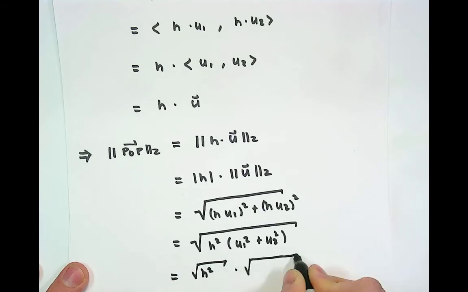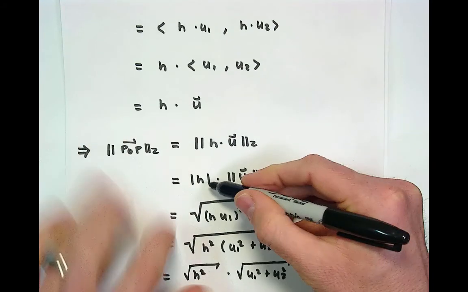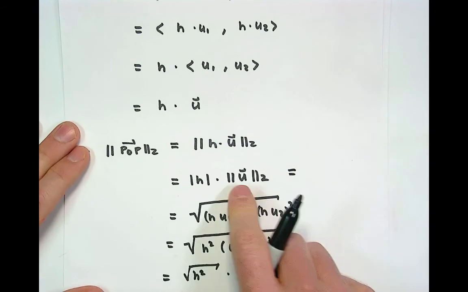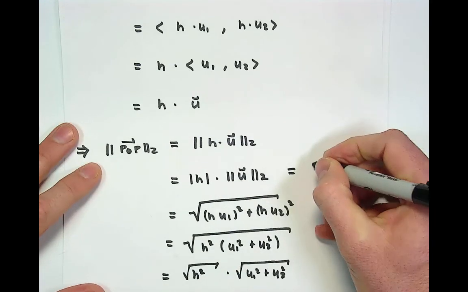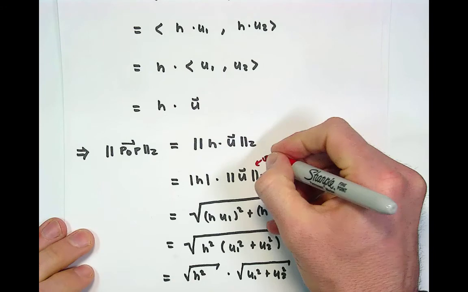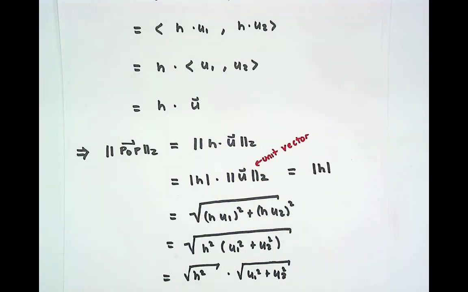And then, of course, this is the square root of h squared times the square root of u1 squared plus u2 squared. And that's exactly what we see. This is the norm of u, and this was the absolute value. But recall, we constructed this in such a way that this was a unit vector, which means that the length of this is just the absolute value, because this is a unit vector by construction, by assumption when we started.